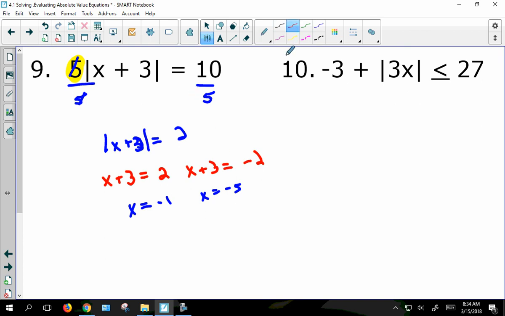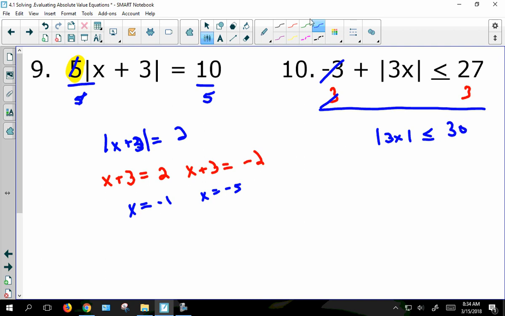Let's look at number 10. What do we have to do? First step on number 10. What's that? Move the loner. How do I move negative 3? Add 3. This cancels, giving me the absolute value of 3x is less than or equal to 30. So now I take the 3x out of the absolute value.